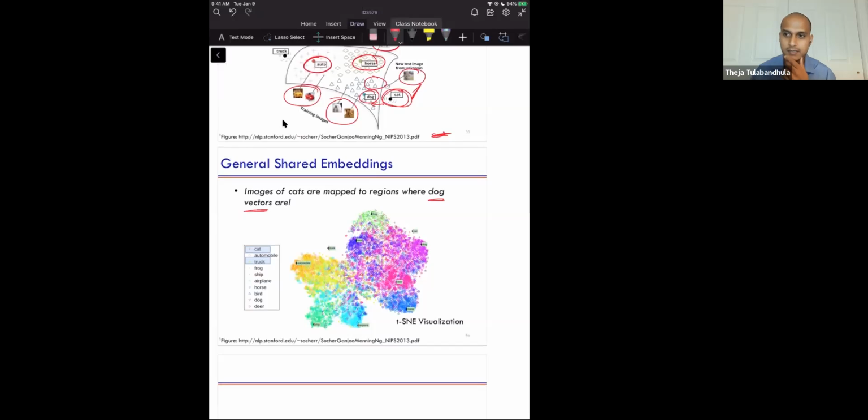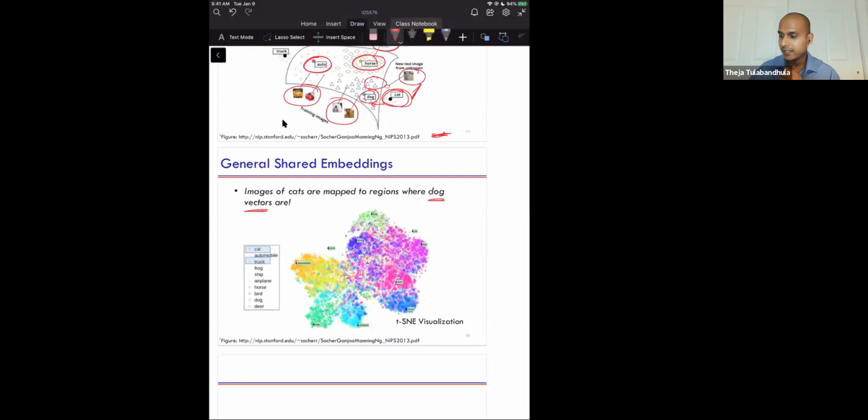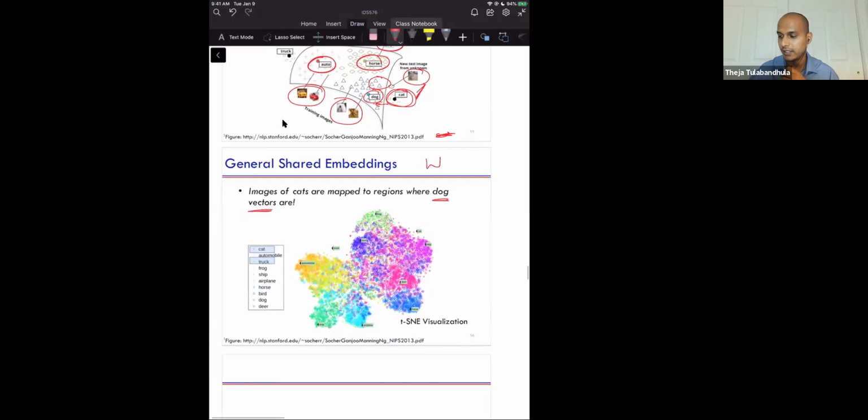These are the techniques that we use to learn the embeddings rather than the application of it. Here it's actually combined. The W here is not pre-learned. It's learned in a way that there is a shared embedding space between the images and the words.